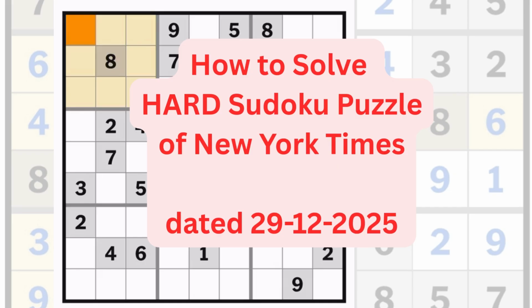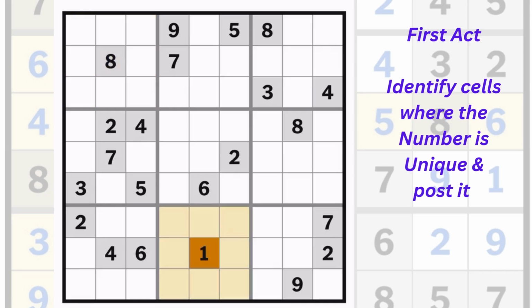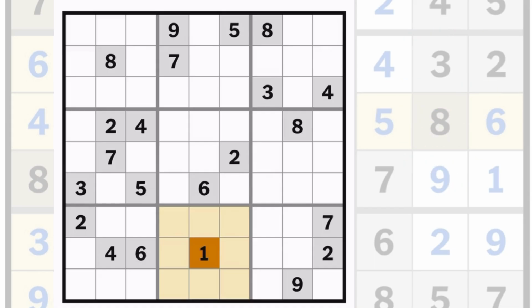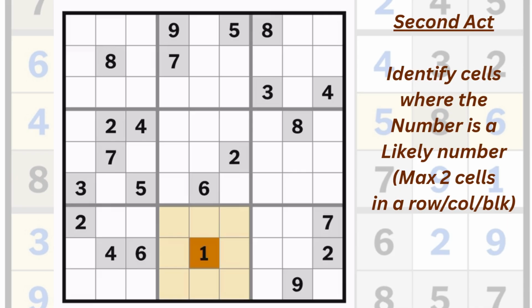Today we will attempt to solve the HARD Sudoku Puzzle of New York Times. So let us start with one and try to see whether there is any cell in a row, block or column where one is a unique number. And then subsequently we'll try to see whether there is any cells where one is a likely number in a maximum of 2 cells in a block, row or column.